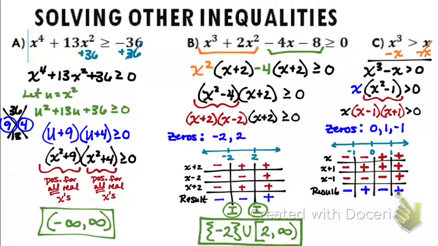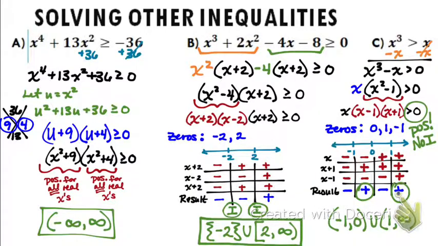Did I want the negative intervals or the positive intervals? Positive intervals. Greater than 0 is positives. No included values because we don't have the or equal to here. So from negative 1 to 0, union 1 to infinity. All right.